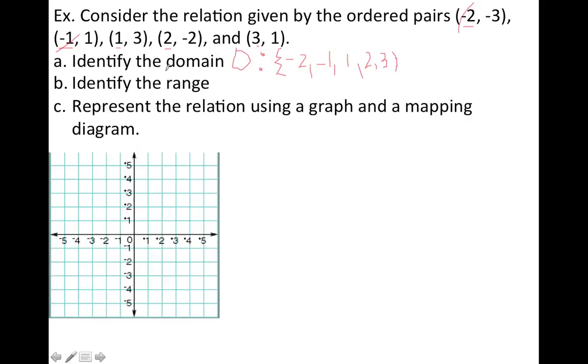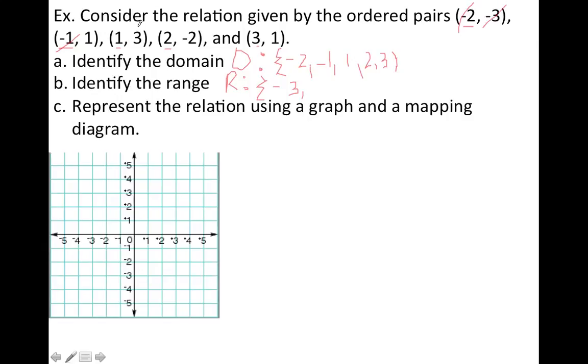Since we represent a domain with a capital D, we represent range with a capital R, followed by the colon again, and the little squiggly thing. Hopefully someone else is better at drawing that than I am. And we do the same thing with the range. You still go least to greatest, no repeats. So look, we have -3, 1, 3, -2, and 1. So our least is -3.